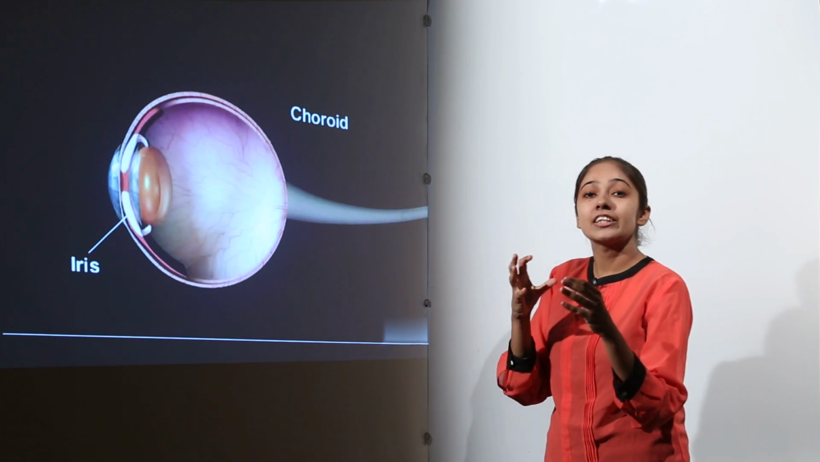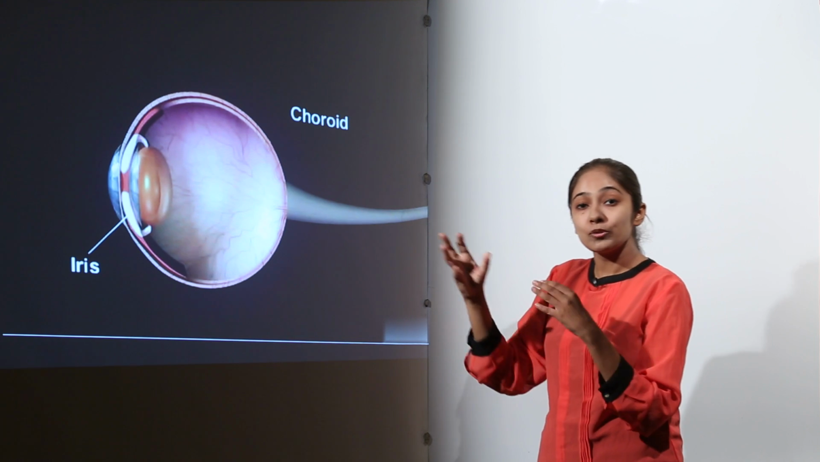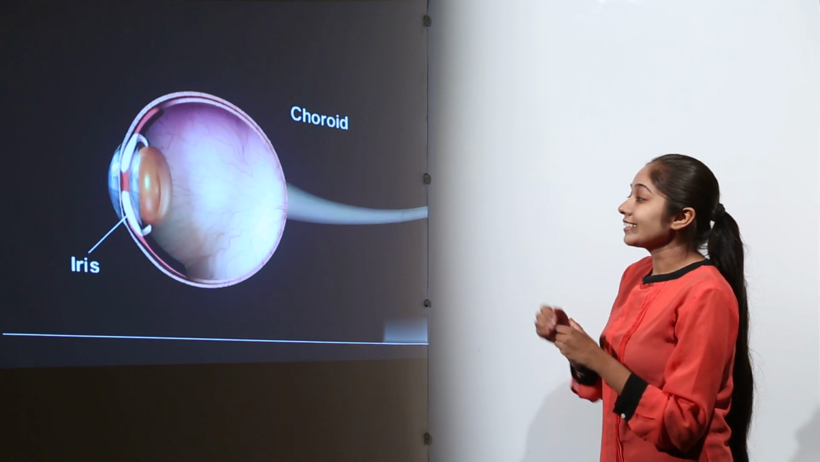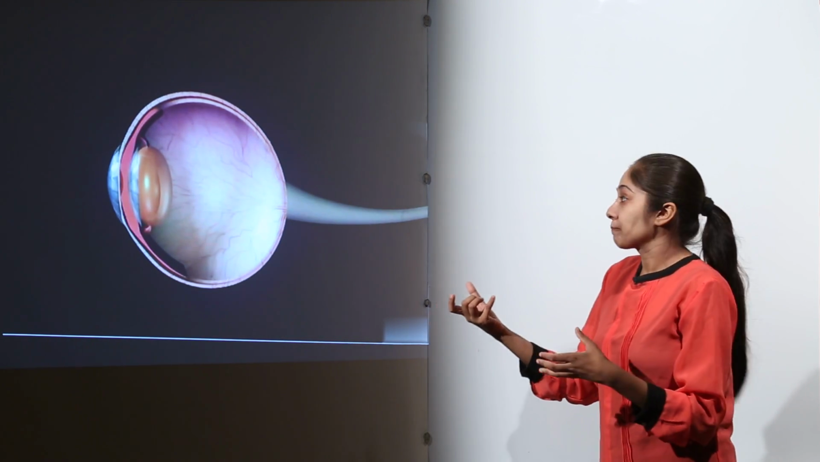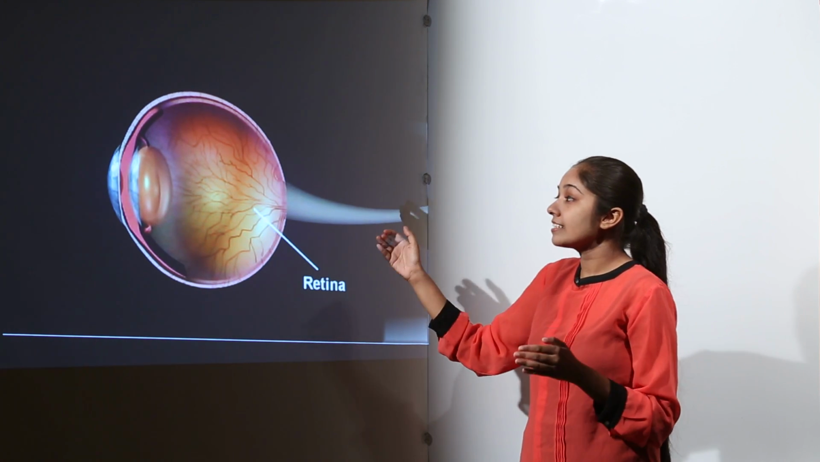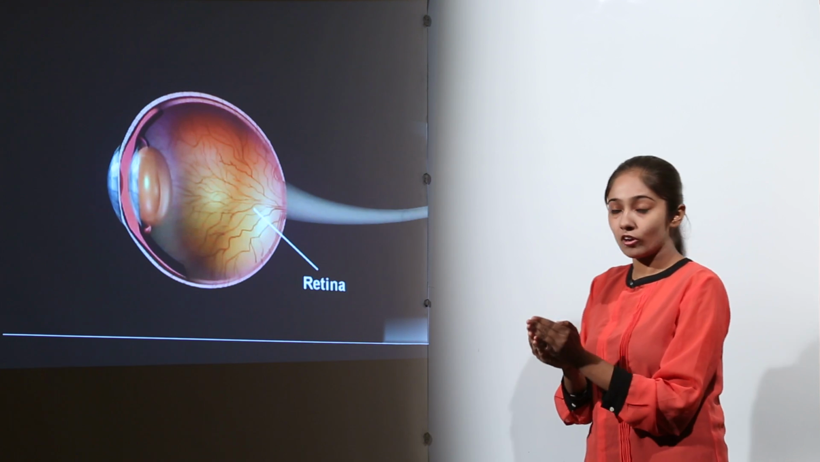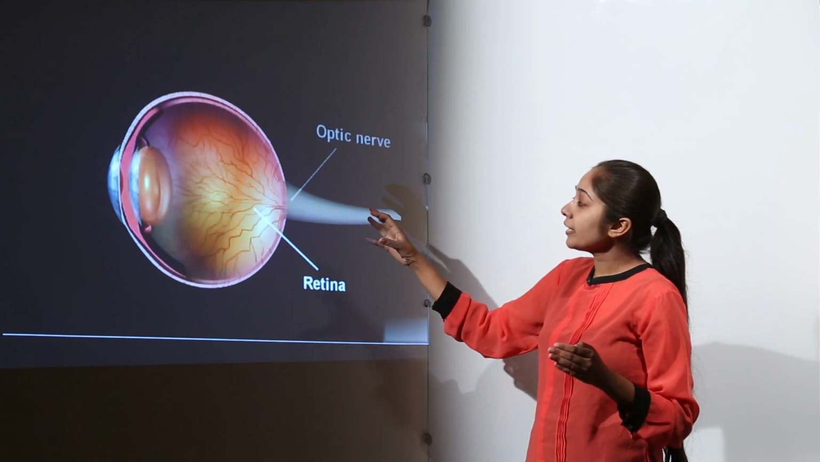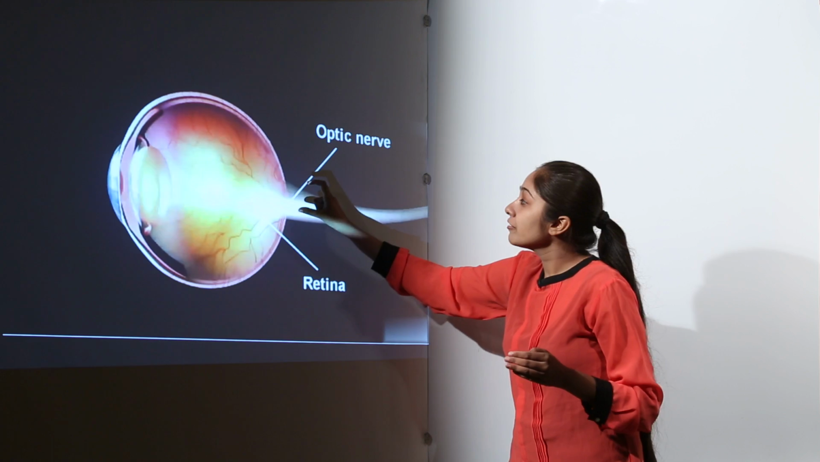This iris actually adjusts the size of the pupil. It is also known as the color diaphragm. Then we have the retina. The retina is the very delicate layer of your eye. It is the one which is linked with your optic nerve.